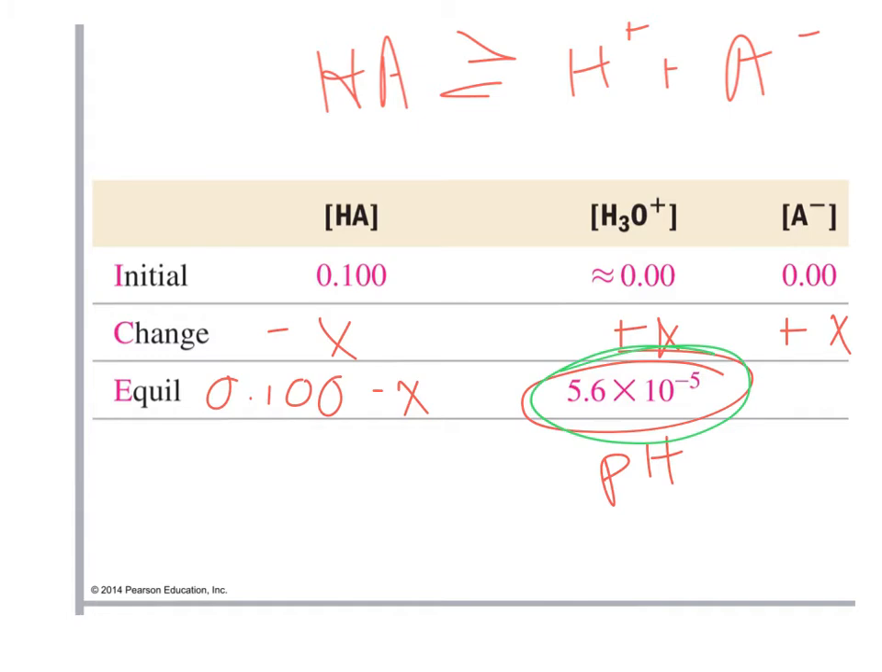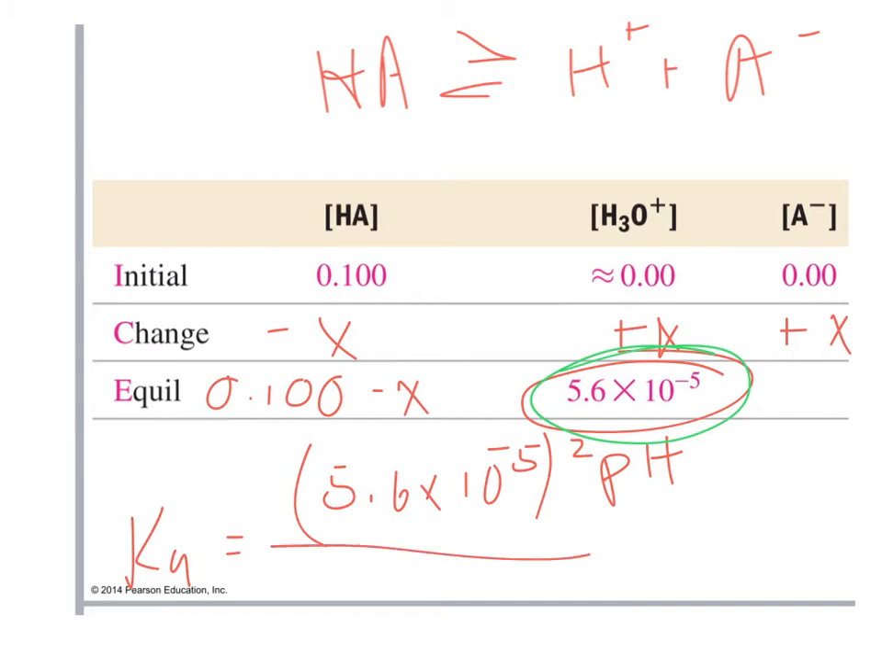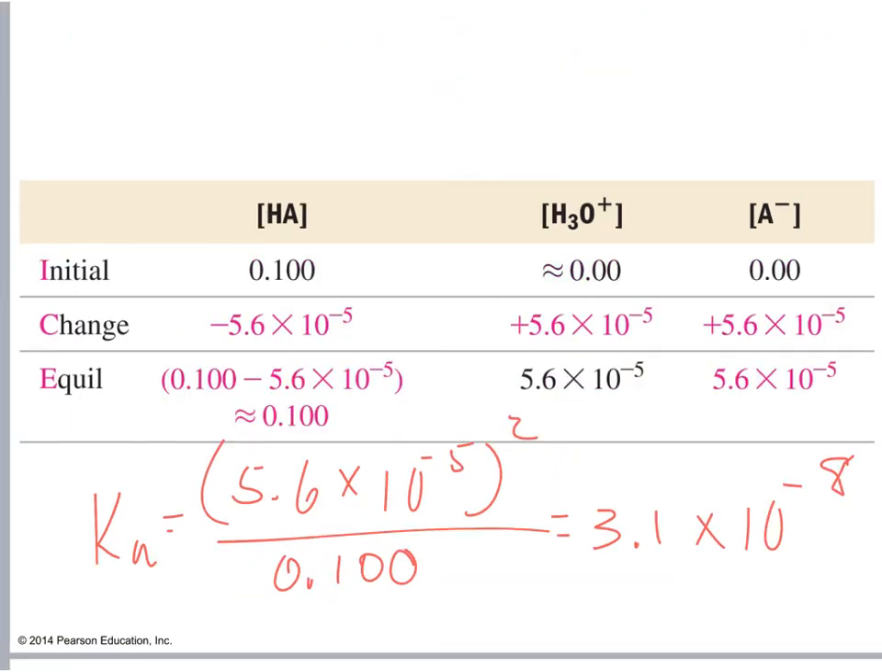Okay, x is 5.6 times 10 to the minus fifth. So now I know what x is. I can plug that into an expression and say Ka is equal to 5.6 times 10 to the minus fifth squared, right, because it is the same for both, and that's over 0.100 minus 5.6 times 10 to the minus fifth. Okay, and then we could solve that for Ka. So here it is solved, right?